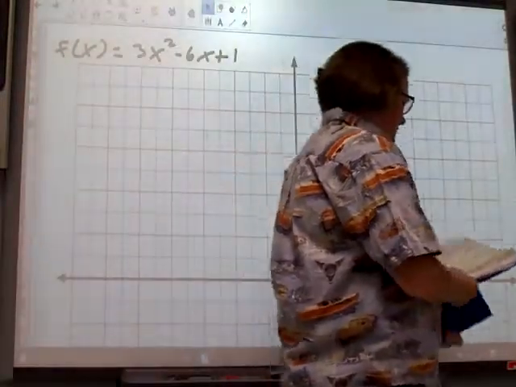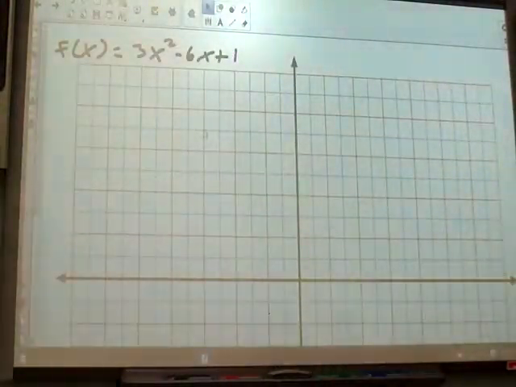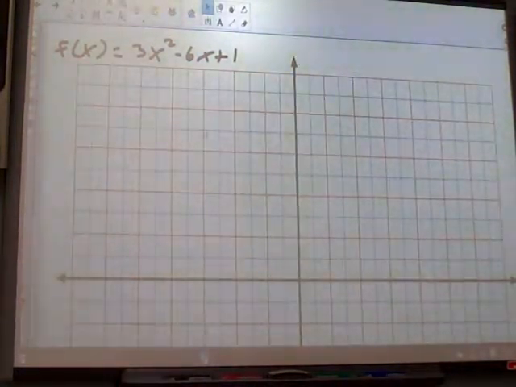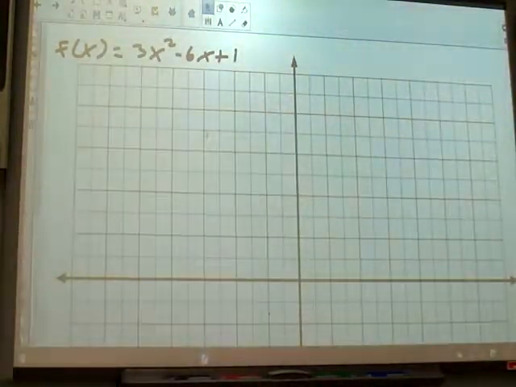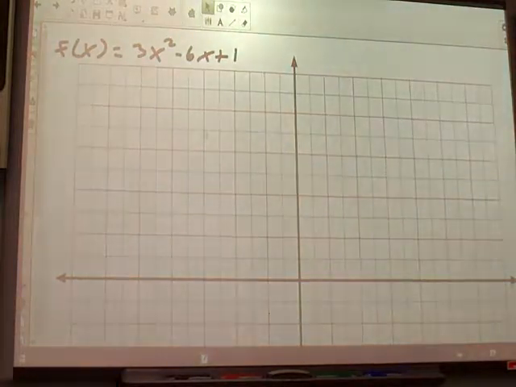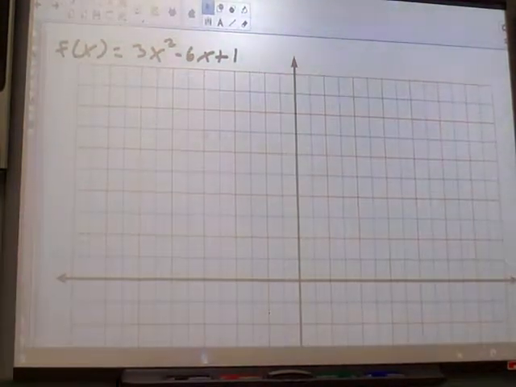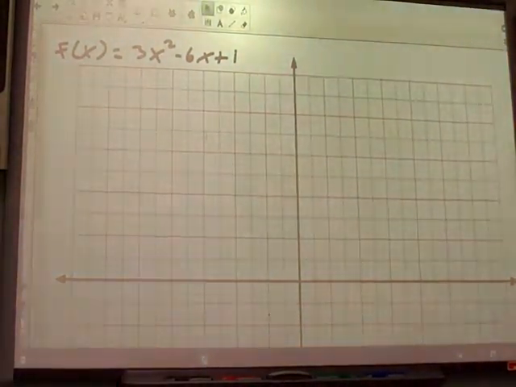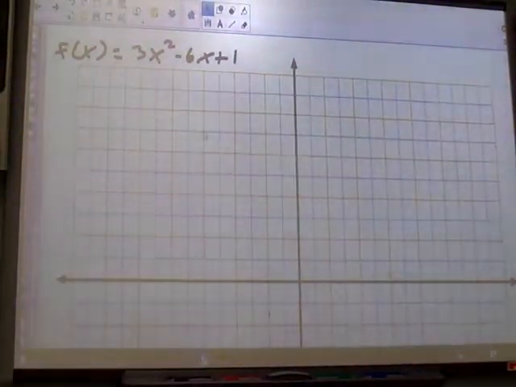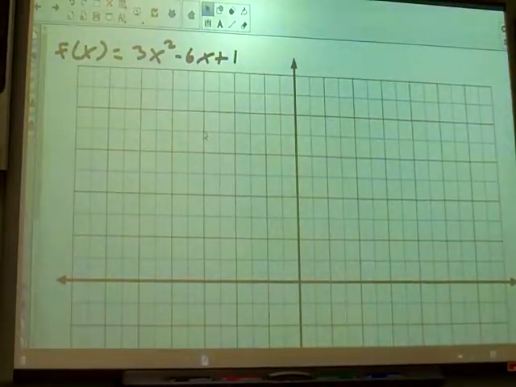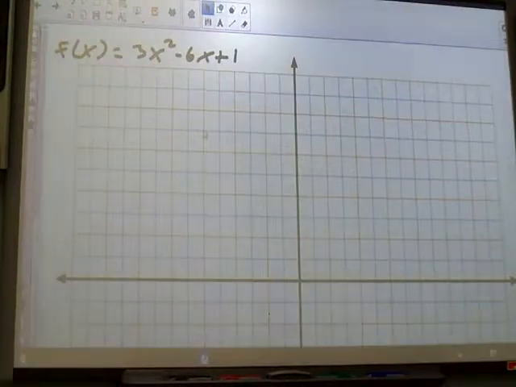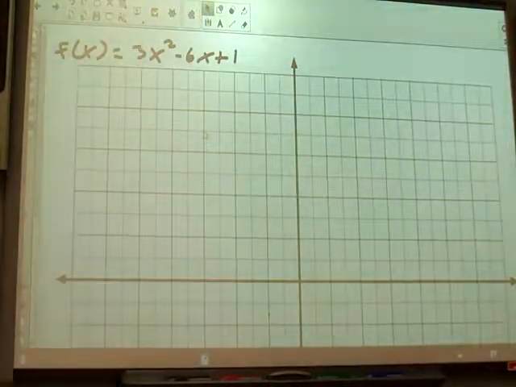So that dude says f of x is equal to 3x squared minus 6x plus 1. Does that look like vertex form that we just did? No. I don't think so either. A little hint, vertex form will always have one parenthesis that's squared. We got something squared here, which means it's a parabola, but we don't have that one parenthesis squared. It's not in vertex form.